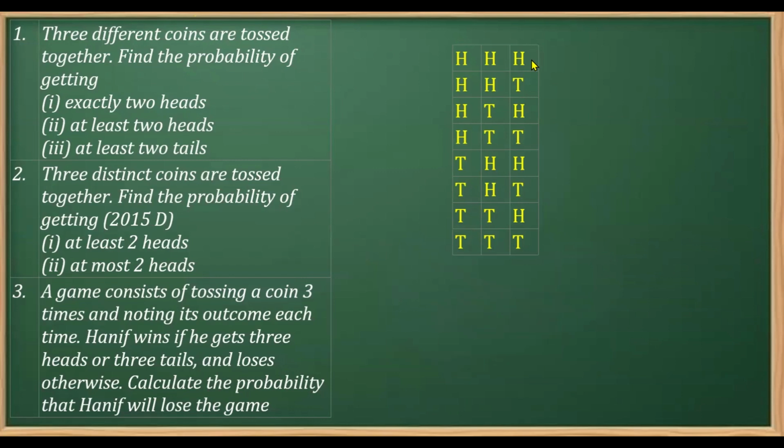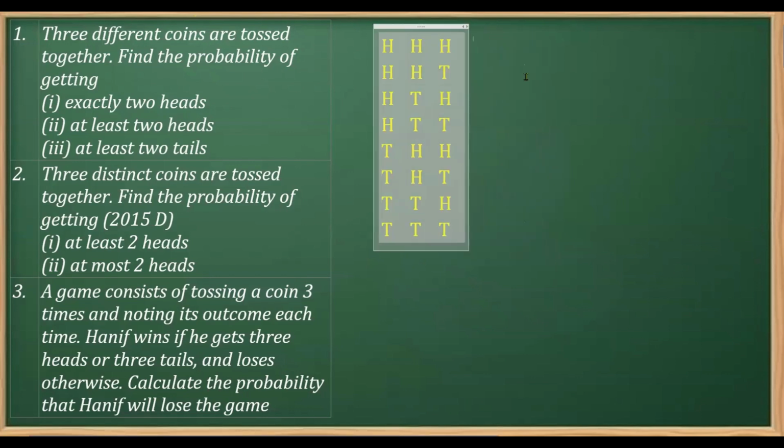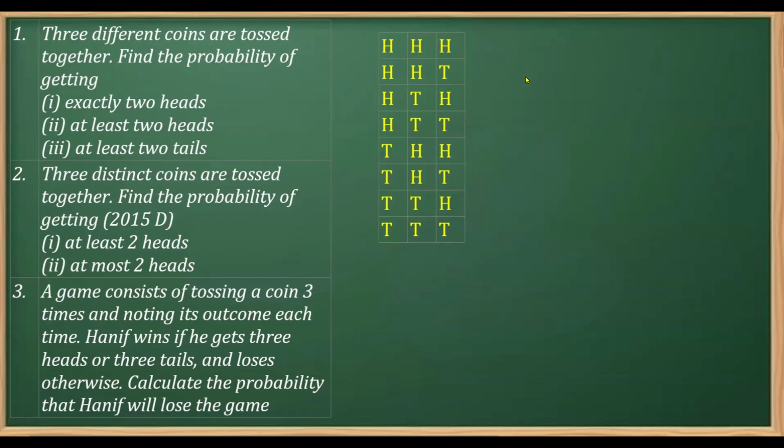Now we are ready to deal with the questions here. Let's begin with the first part. It says 3 different coins are tossed together. Find the probability of getting, the first part is, exactly 2 heads. So look for the ones which have exactly 2 heads. It has to be this one, and then this, so these are 3. I may circle them, that's better to understand.